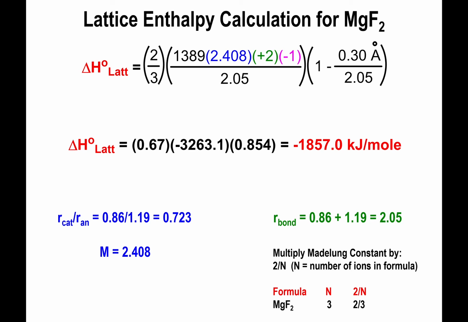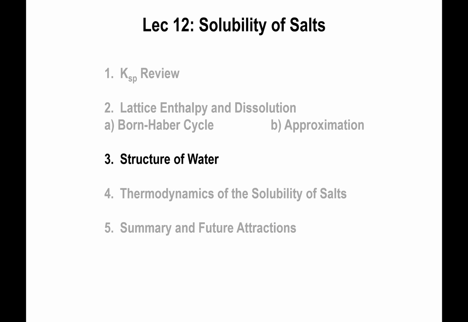And so as you can see, the procedure is not too bad. It takes a little bit of steps, especially to find the Madelung constant itself. But it's actually not too bad once you do it 1 or 2 times. So we'll stop at this point, and in the next video we'll talk about the structure of water and how we use a thermodynamic cycle that involves the lattice enthalpy to determine whether a salt may be soluble or not.